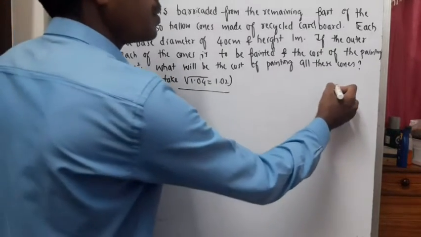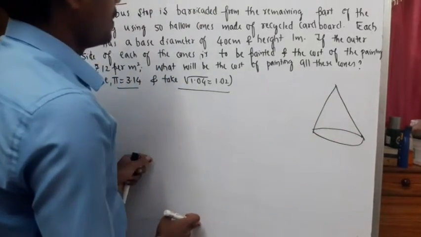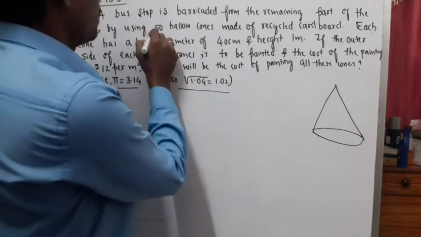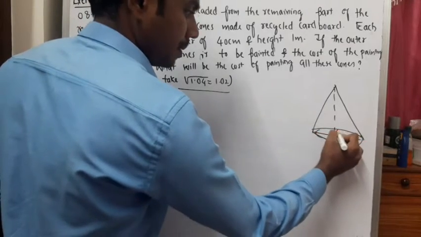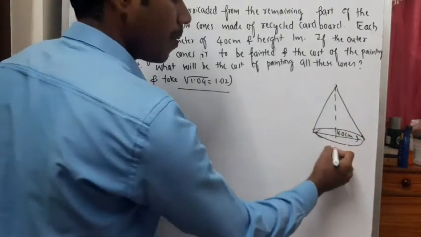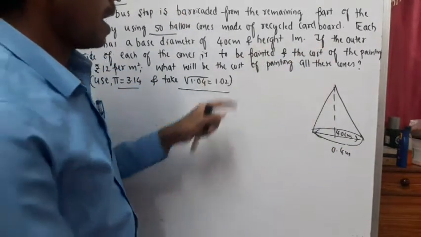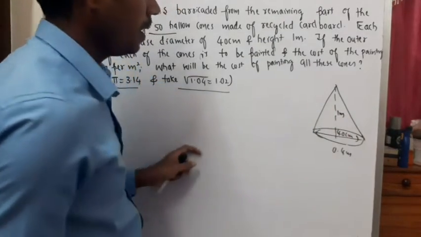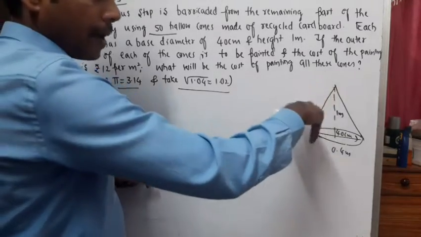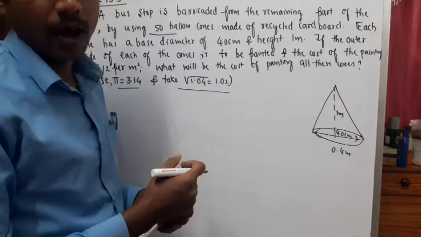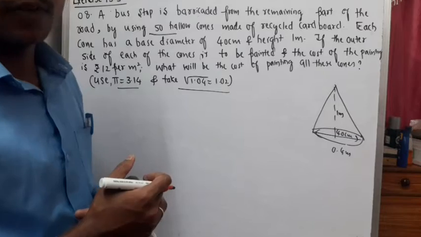Before going there, we'll write the dimension of one cone here. The diameter is 40 centimeter, which can be written as 0.4 meter, and height is 1 meter. What we need to do? We need to paint this outer surface area. Outer surface area is nothing but curved surface area. How many such cones are there? 50 such cones are there.